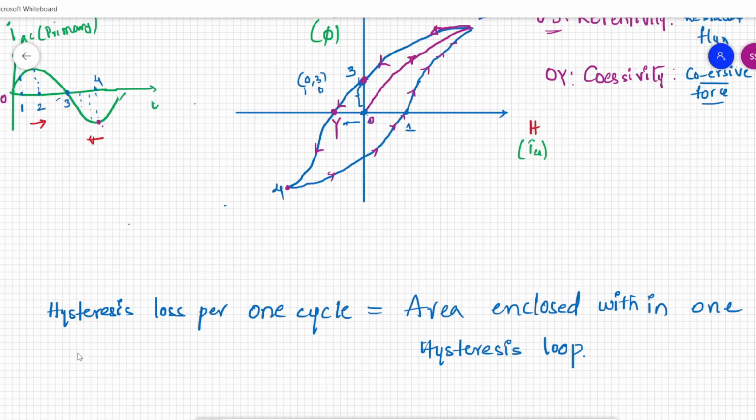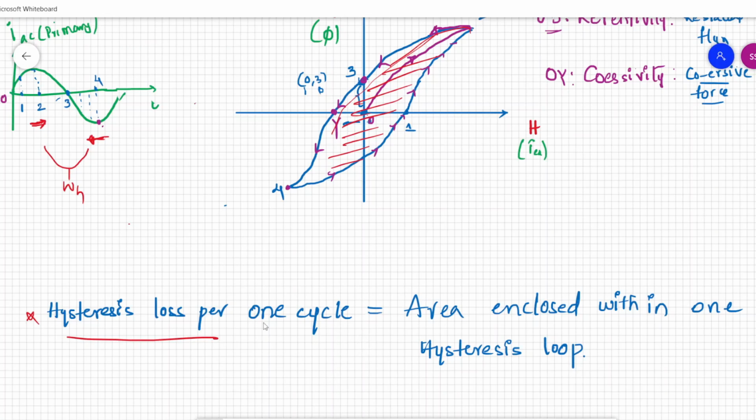That means one full cycle will have one forward path for domains and one reverse path. Here we are losing some power due to hysteresis loss. The hysteresis loss for one full cycle is equal to the area enclosed in one hysteresis loop. That means this loss due to the reversal of domains in one full cycle is nothing but the area under this curve. So this area will give us the hysteresis loss for one cycle.